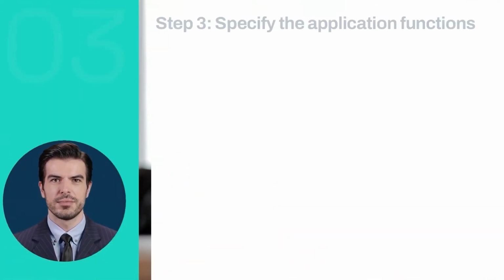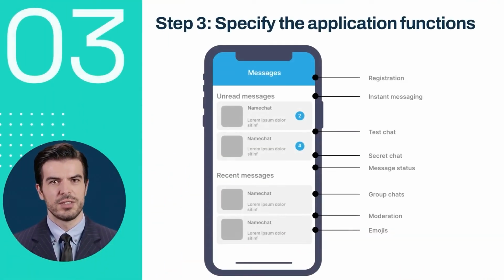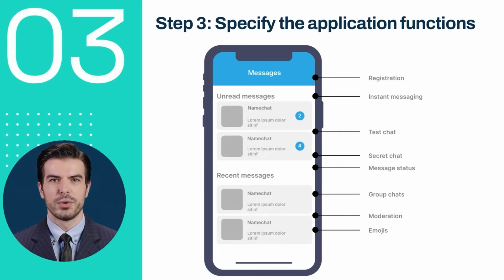Step 3. Specify the application functions. Registration. The sign-up process is the gate to your application. The success of your messenger depends on how straightforward and fast it is. Telegram employs the mobile phone number for registration in a few steps. One can also use their email to sign up. Furthermore, you may offer voice verification as WhatsApp does.